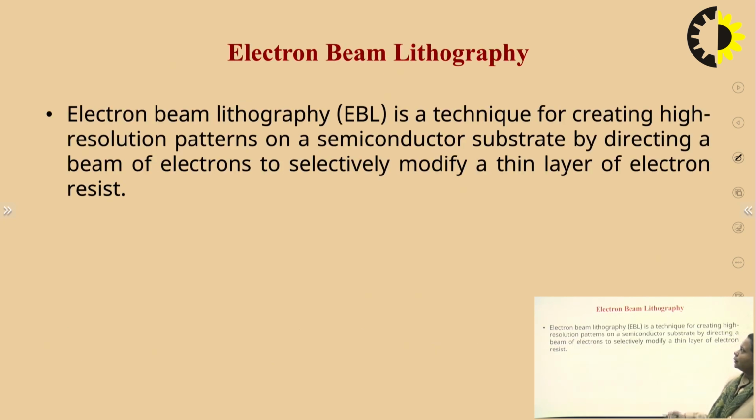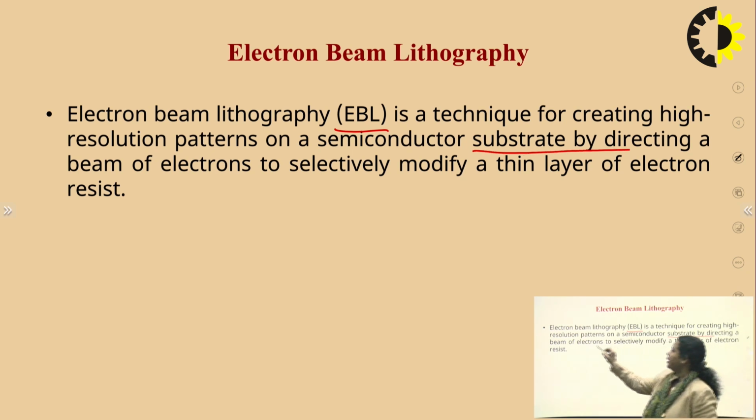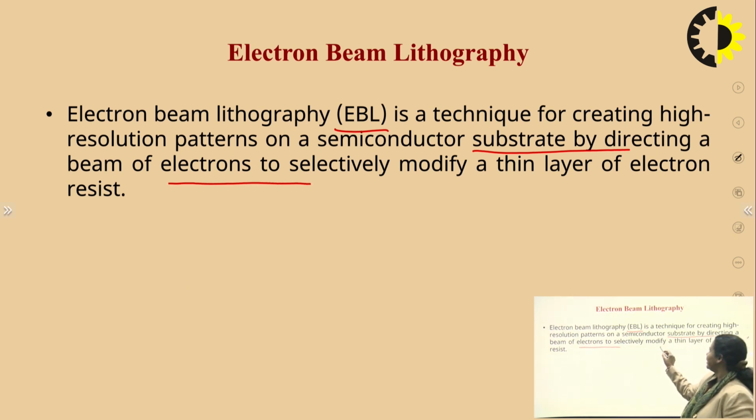Another type of lithography is electron beam lithography. It is also called EBL. It is a technique for creating high resolution patterns on a semiconductor substrate by directing a beam of electrons to selectively modify a thin layer of electron resist, right? So in electron beam lithography, what is there?